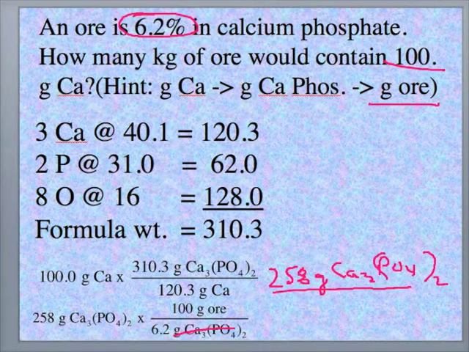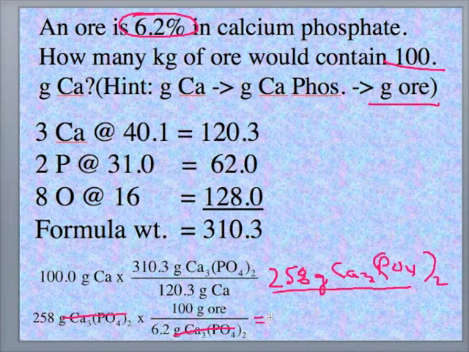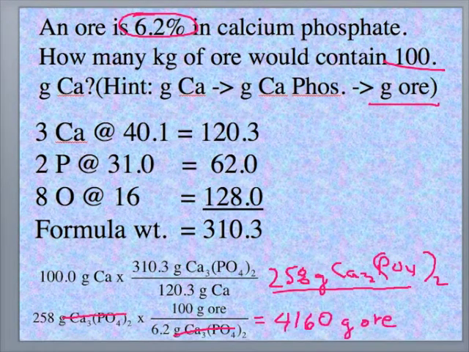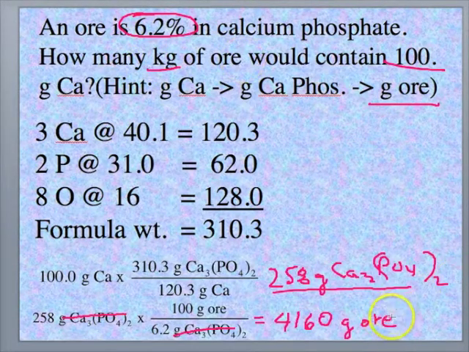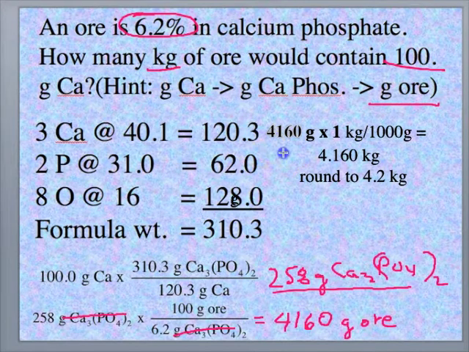Grams of calcium phosphate will cancel, and when you multiply it out, you'll get something like 4160 grams of ore. But notice again, the question is asking for kilograms of ore, so you're going to have to divide by 1,000 and then round off to 4.2 kilograms.